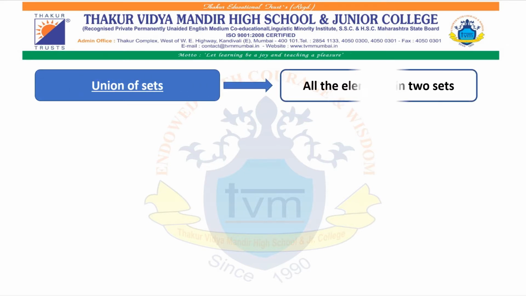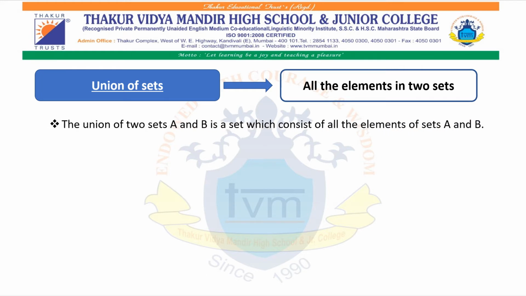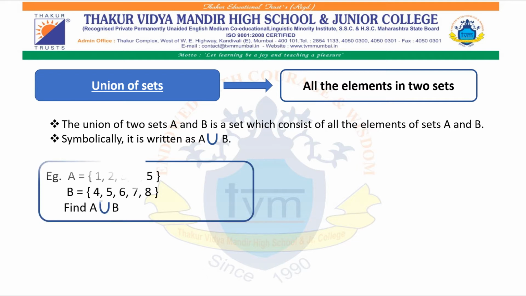Union of set. What is union of set? All the elements in two sets are said to be the union of sets. The union of two sets A and B is a set which consists of all the elements of set A and B. Symbolically, it can be written as A union B. Let us see an example.